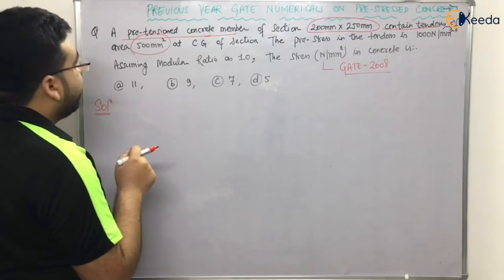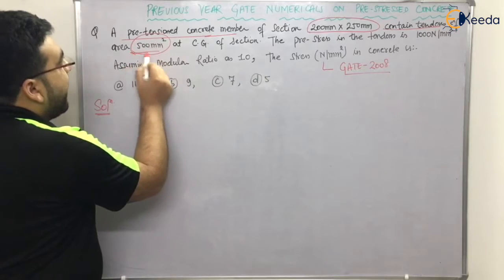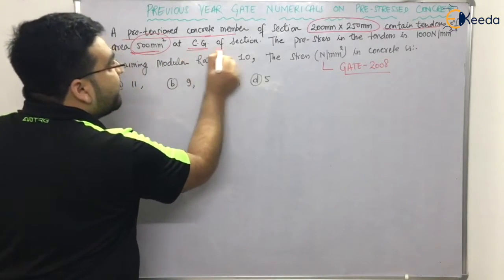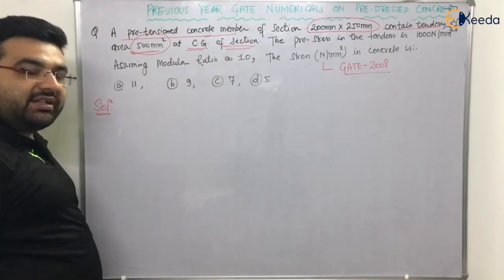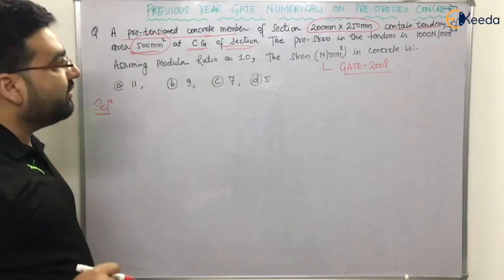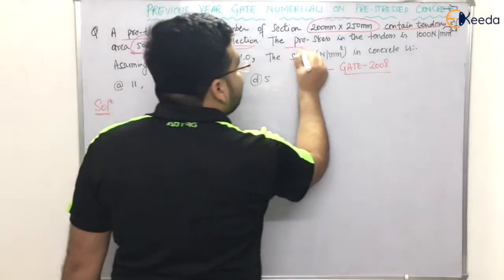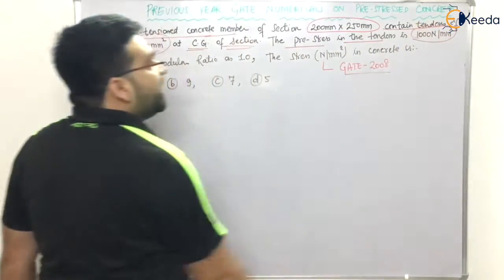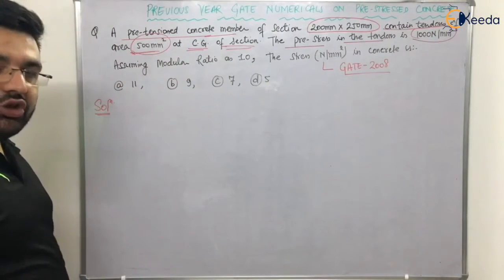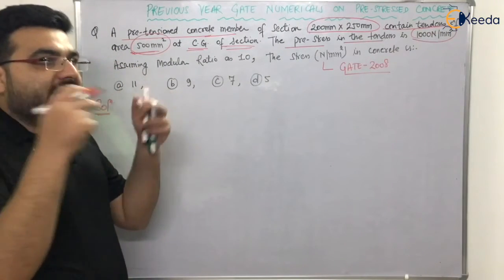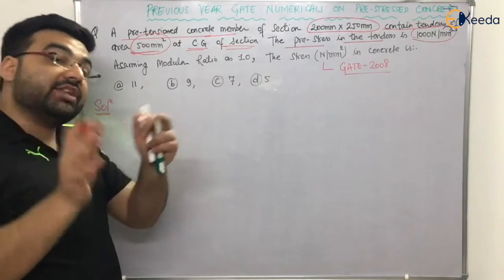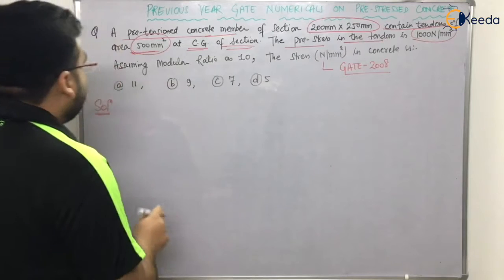Now the interesting thing is the tendons are not at some distance, they are not at an eccentricity, but they are at the center of gravity of the section. The pre-stress in the tendons is also given as 1000 Newton per mm square. Just imagine the question, you will get the answer.